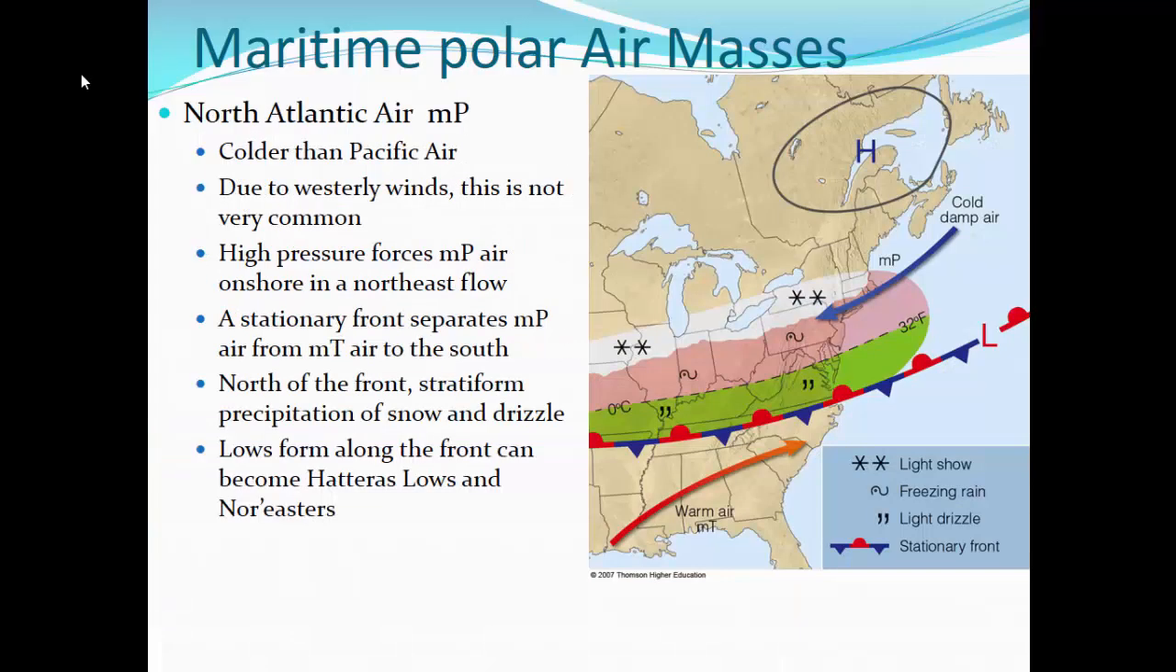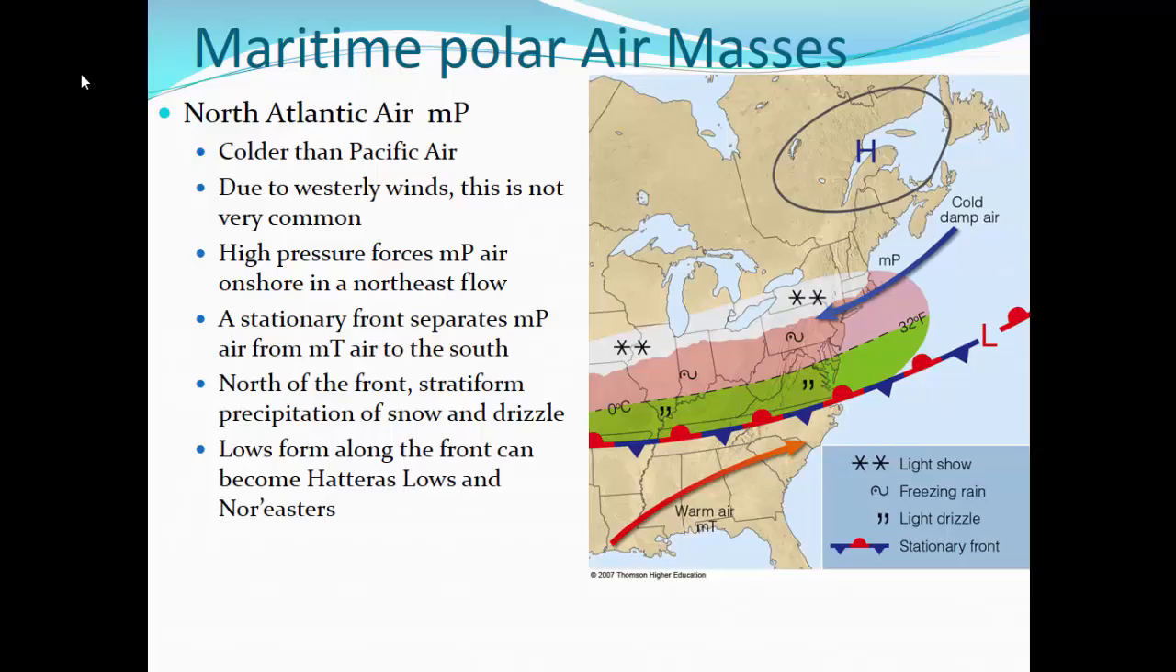Things are a little bit different with the maritime polar air that has a source region over the North Atlantic. Again, we're talking about fairly cold, fairly chilly, damp air, and the North Atlantic is going to be colder than Pacific air, and due to the westerly winds, you don't see a lot of that cold, damp air moving toward the northeast coastline of the United States. But occasionally you'll get a big dome, a big Arctic high, a big polar high, that will settle in over eastern Canada, and the clockwise flow around it will create a northeast wind that blows that cold, damp air toward the northeast and New England mid-Atlantic states.